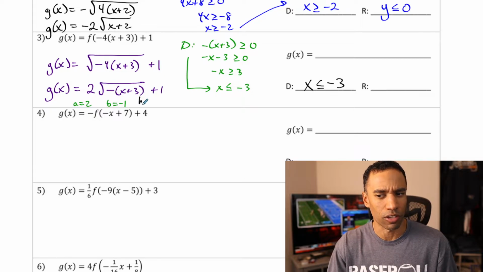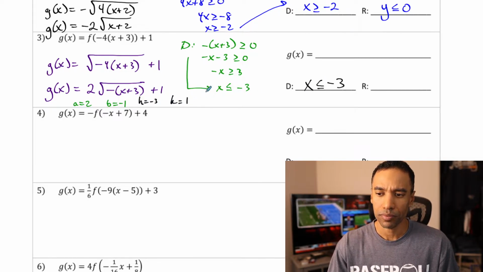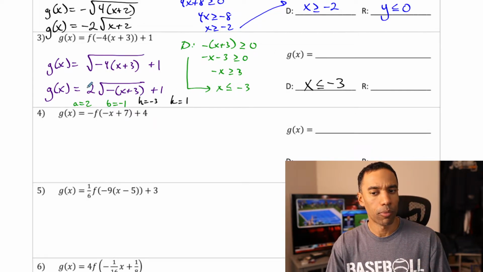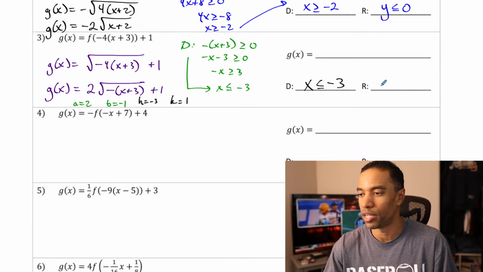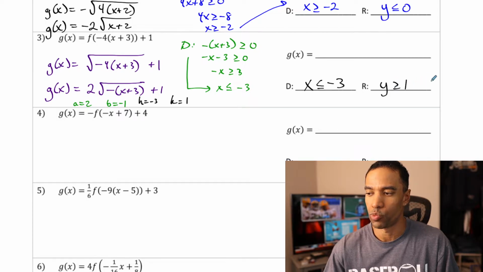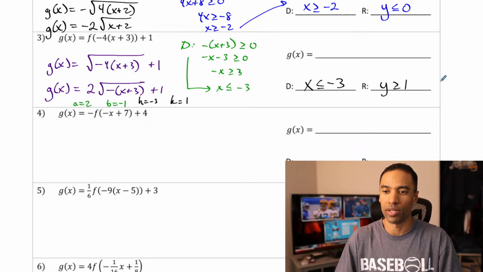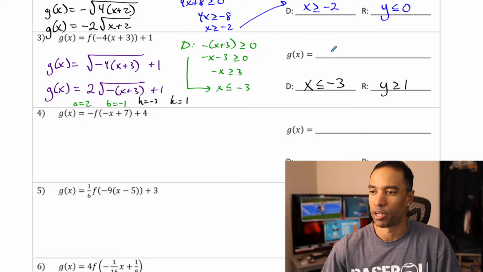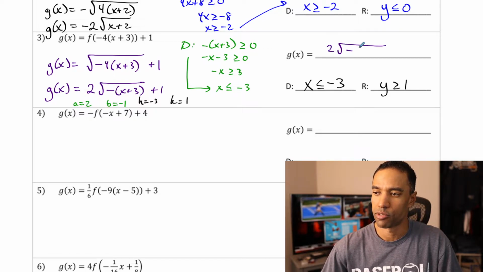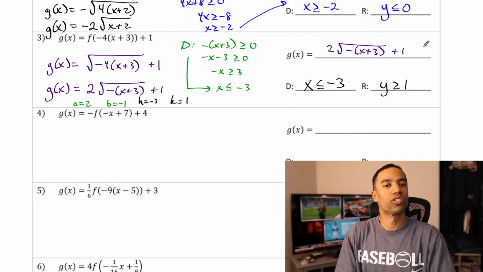Anyway, so negative 3, and what's negative 3? It's also the h value, right? H is negative 3, and you can see where it shows up there. K is 1. We are going upward, and we're doubling once again right here. This is y is greater than or equal to 1. As we go upward from that, we're going to plot that point, and we do have that graphing form here. G of x equals 2 times the square root of negative x plus 3, and then plus 1 right there. So let's go ahead and graph this thing.